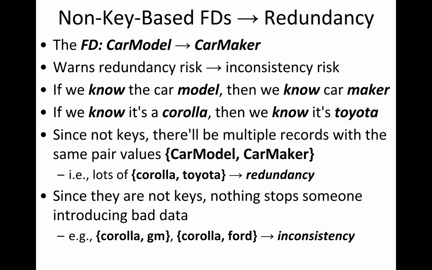Here's an example of the redundancy. If you have the car model, you definitely have the car maker, and you're going to have multiple times capturing that a Corolla is a Toyota, Corolla is a Toyota, Corolla is a Toyota. You're going to have lots of those records over and over. If we inspect it, we identify that there's redundancy here, and since none of them are keys, there's no way for us to enforce the uniqueness here. There's no way to enforce it.